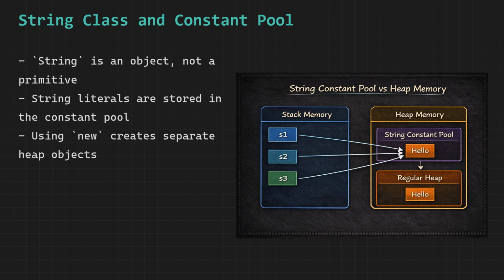However, if you use the new keyword, such as String s2 equals new String with hello passed into it, Java is forced to create a brand new object in the regular heap memory, even if that word already exists in the pool. This is why we have two different ways to store strings. Using literals is much more memory efficient because it avoids creating duplicate objects in the program's memory.